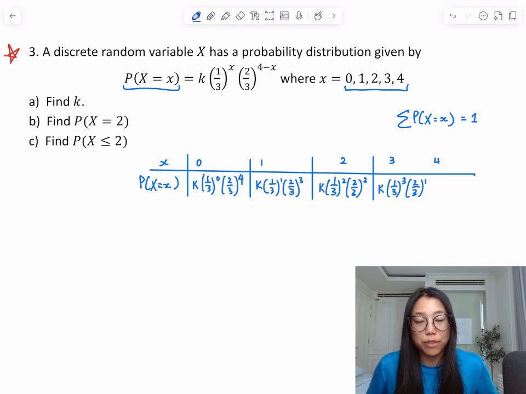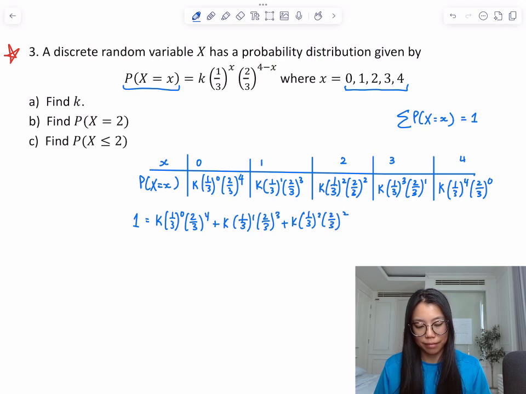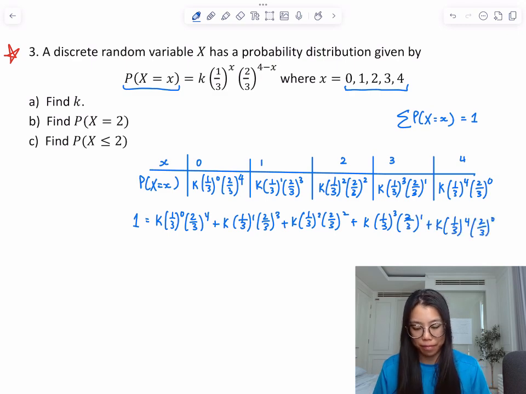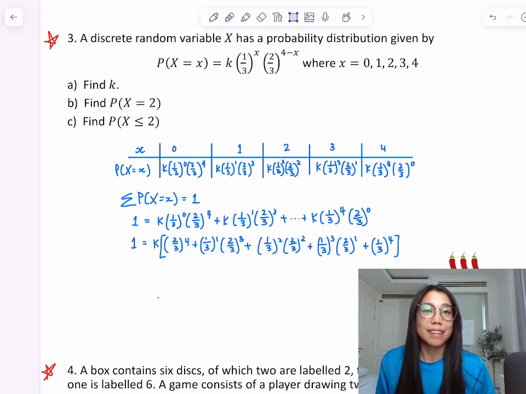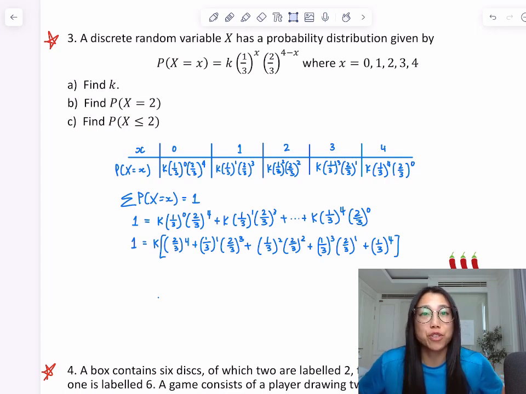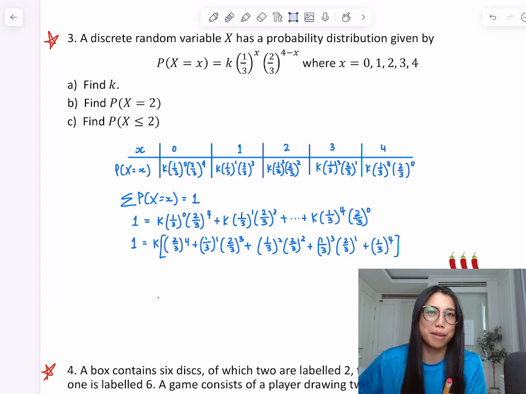Once we have all the values in our table, remember that the key result here is that the sum of all our probabilities must equal 1. So we can write an equation by taking all of these individual expressions, summing them together, and setting it equal to 1. From here, see how I can factor out a k. Now we're going to punch all these numbers into our calculator. And if you're wondering whether there's a shortcut or a more efficient way to do this, yes, there is. Come talk to me about it.